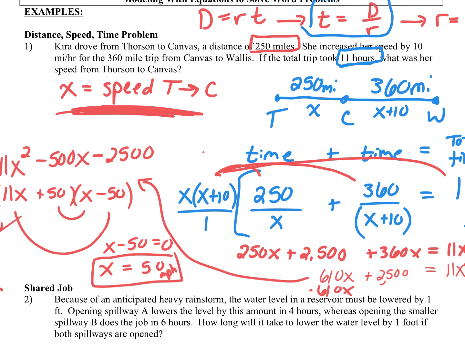So her speed from Thorson to Canvas was 50. If you want to find the speed from Canvas to Wallace, you just add 10, so that'd be 60. And that would be average speed. So I know you say back roads, but what if you go through a city and you gotta slow down? It's average speed, is what we would say.